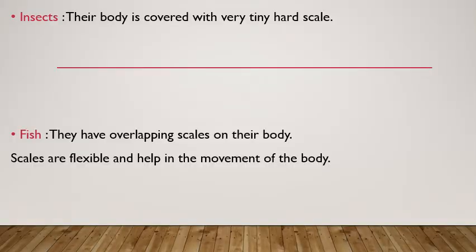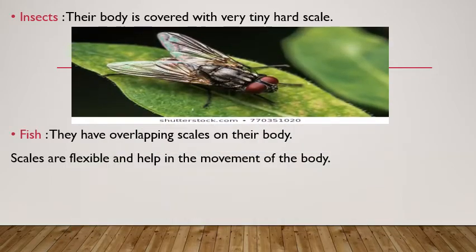Now, first we are going to see the insects. Their body is covered with a tiny hard scale. You can see the picture of a housefly on your screen. On the top, you can see a triangle shaped black color spot that is called the hard scale that is protecting the body of the housefly.